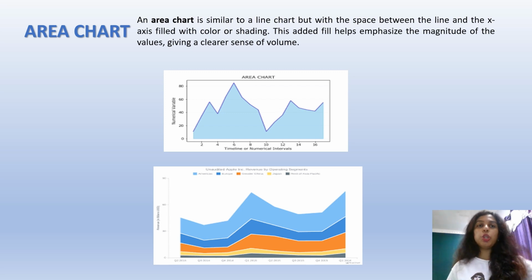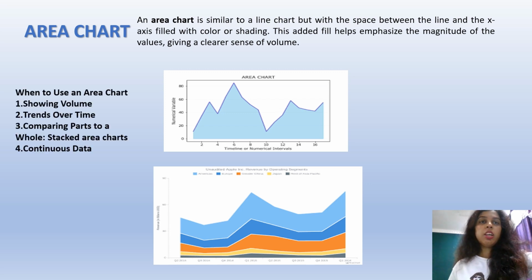Now let's see when to use an area chart. These are best used to visualize the size or volume of data over a continuous period. The filled area provides a sense of how values accumulate over time. Similar to line charts, area charts are effective for showing trends over time, especially when you want to emphasize the magnitude of changes. Stacked area charts are useful for comparing parts of a whole.